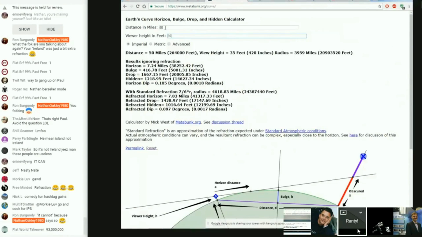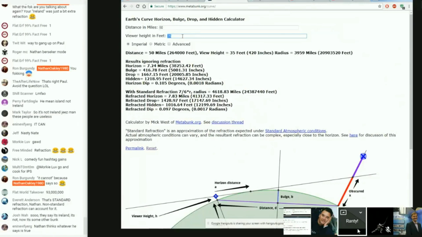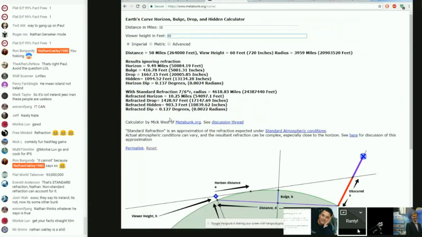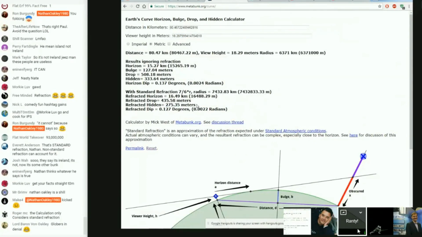Okay, so we have a distance of 50 miles, we have a viewer height of 35 feet, and we have refracted hidden of 1,000. No. Didn't we agree that the viewer height was 60 feet? No, it's measured at 35, Paul. That's some nonsense that Miles introduced. Some complete nonsense that he just introduced. Ad hoc explanation. Yeah, it's completely wrong. Complete rubbish. But, I mean, if you want us to put 60 feet in just to gish gallop and fudge the figures to make it work on your ball, we can do that for you if you wish. Do it at 60 feet. That's 900 feet. So if I put it in metric, that's 275 meters.